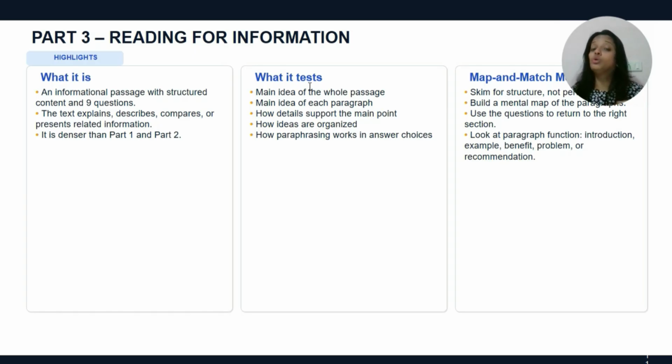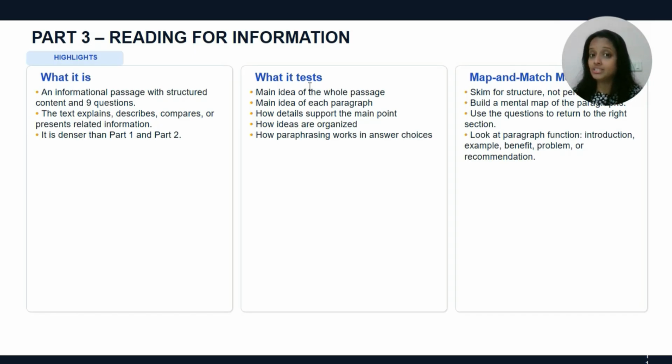Then when you look at the questions, you know where to go back, right? Because one of the biggest mistakes students make is that they keep rereading the whole passage again and again for every question. That wastes time and also creates confusion. So instead, try to build a map first. Then you can match each question to the right area.